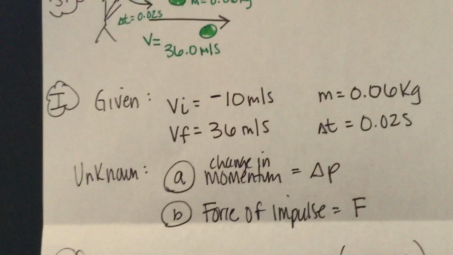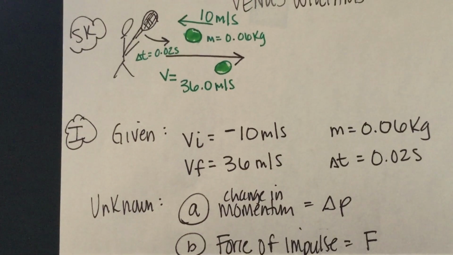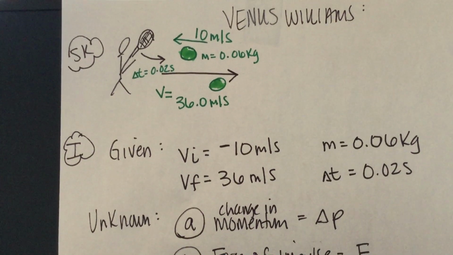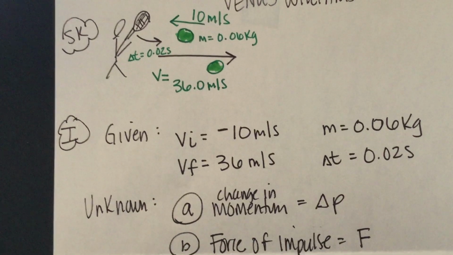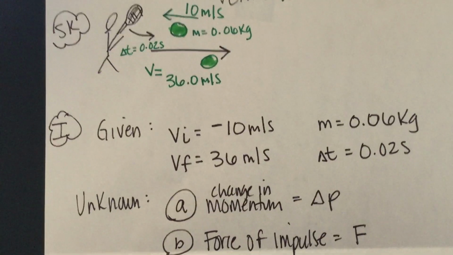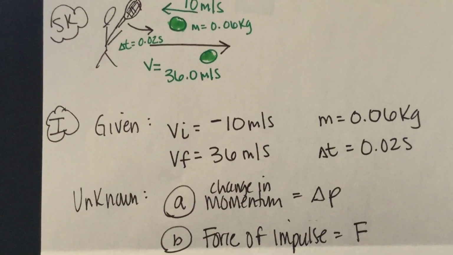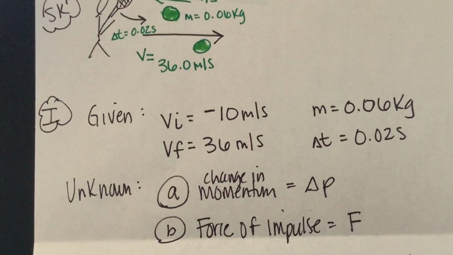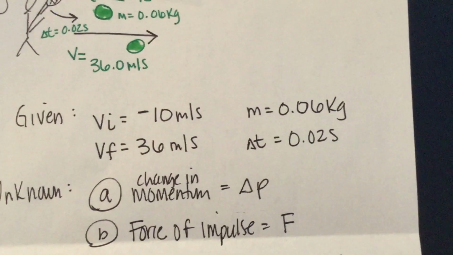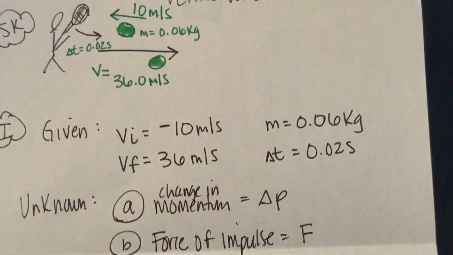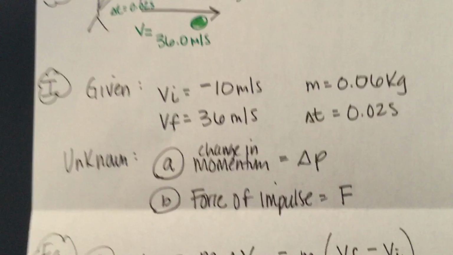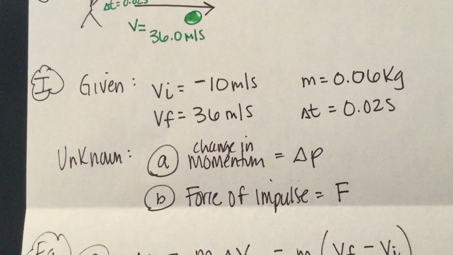Okay, so what are we given? Well, we're given initial velocity. And if you notice, I put that as a negative number because it's coming towards her. It's the opposite direction of which it's going to be returned. So the initial velocity is coming towards her. So relative to her, that's a negative velocity of negative 10 meters per second. Final velocity of the ball after she returns it is 36 meters per second. Mass, 0.06 kilograms. Elapsed time, 0.02. Okay, what are we looking for? We're looking for change in momentum, and we're looking for force of impulse.